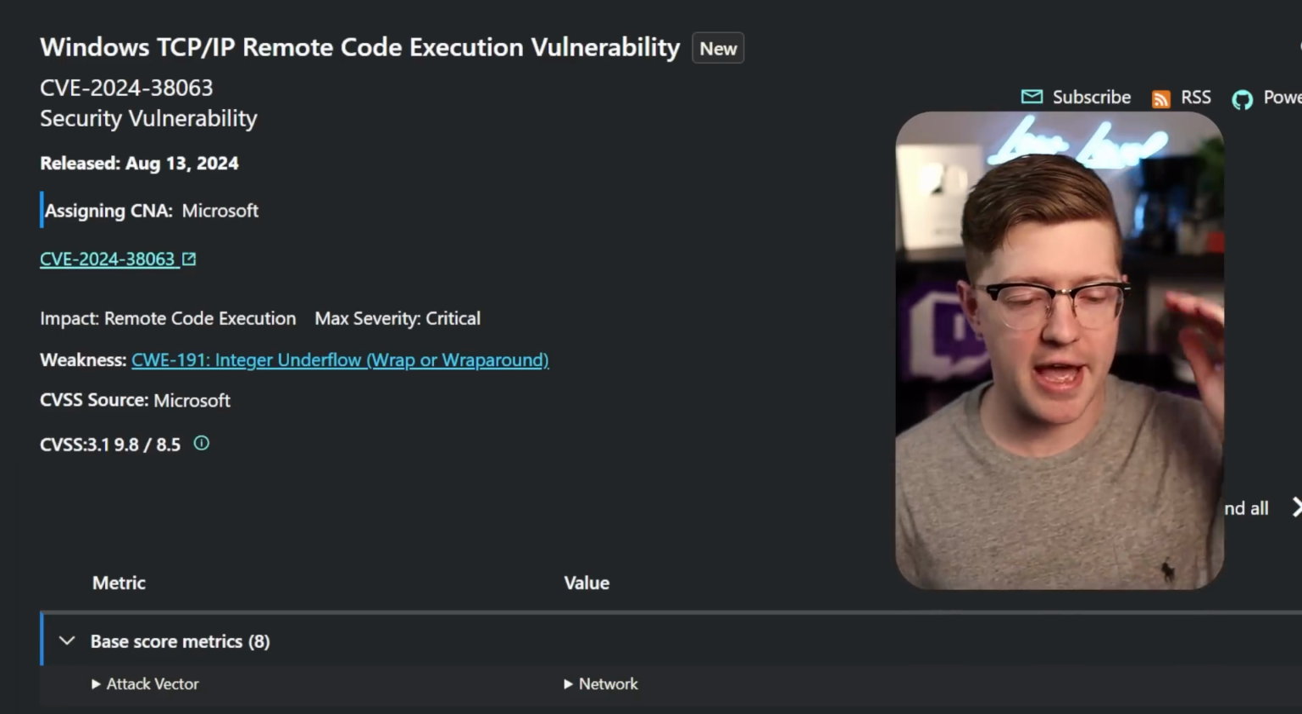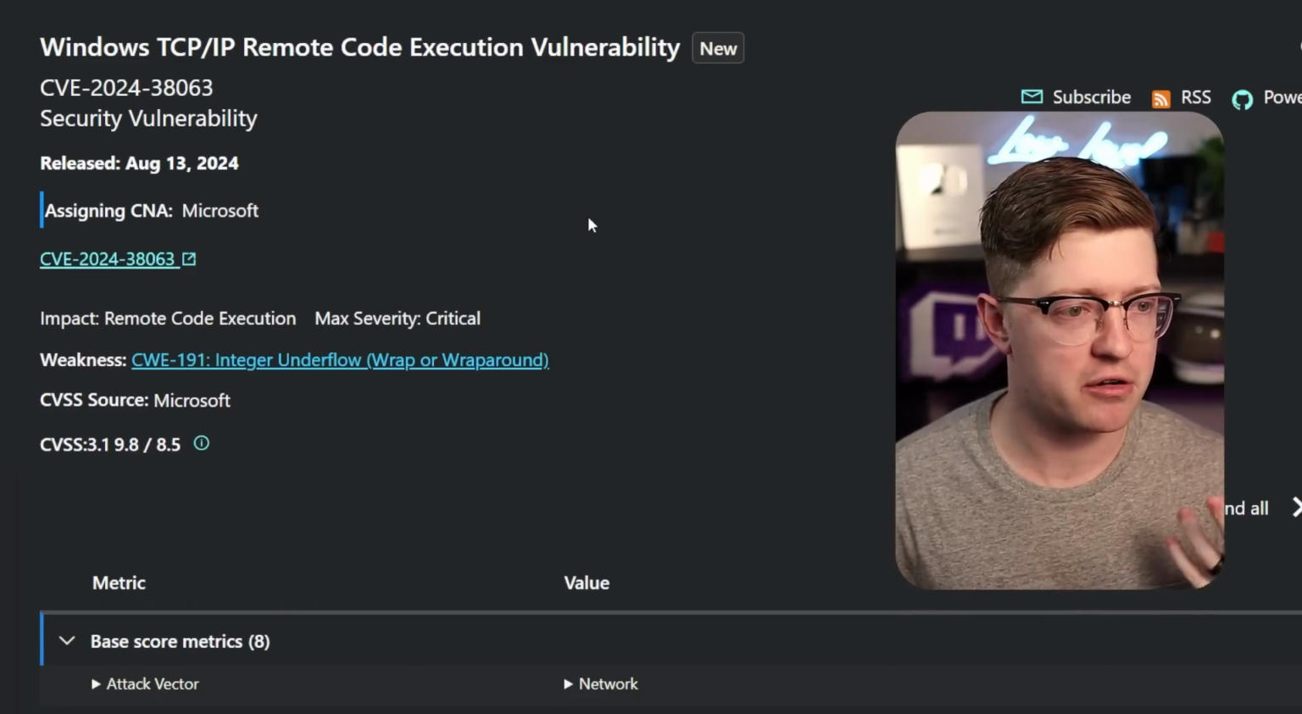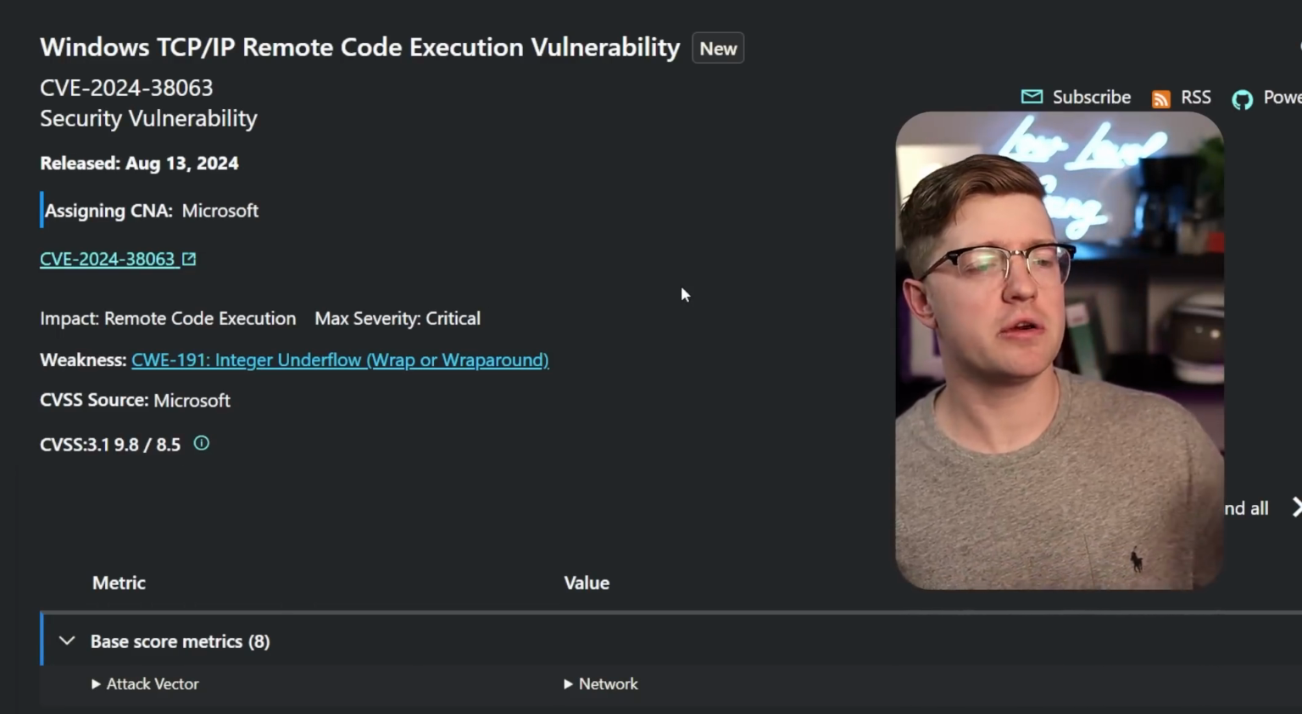So here we're looking at the MSRC webpage. Now, the MSRC webpage, it's the Microsoft Security Response Center.